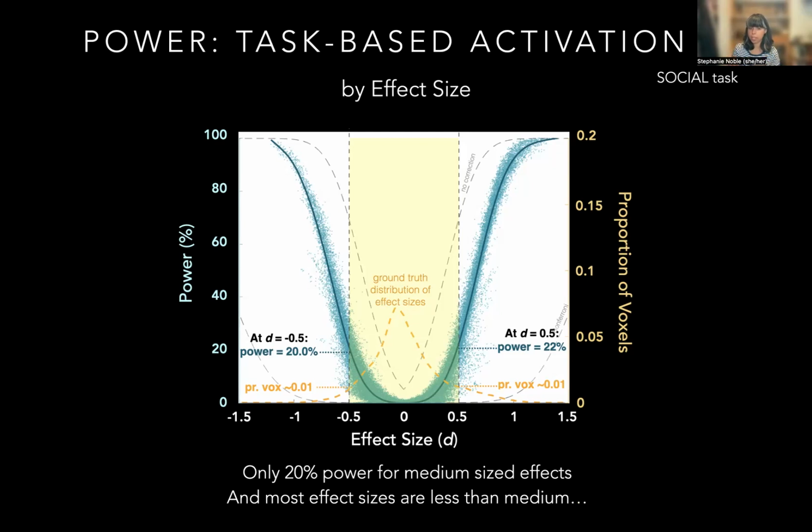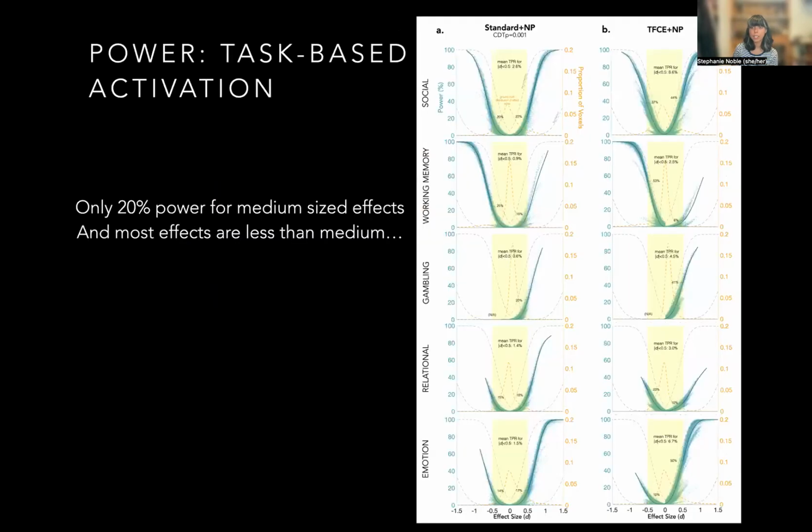If we were to just look at a small area to the right and left of that Cohen's d effect size. But note that most effect sizes are going to be much, much smaller than that medium effect, since so few effects are at medium already. And this replicates across a number of different tasks. We see a slight improvement for TFCE, rather a notable improvement.